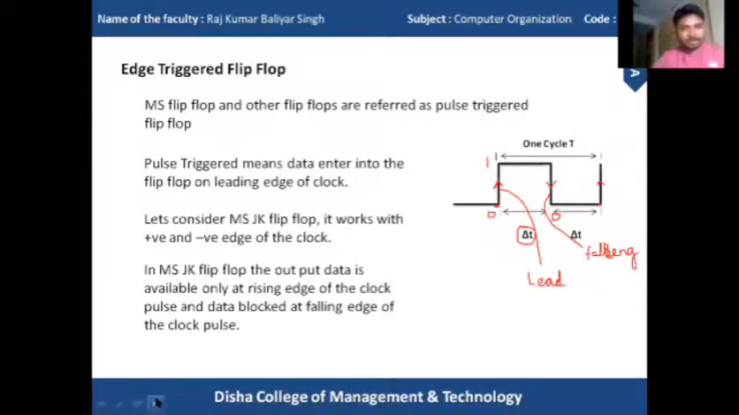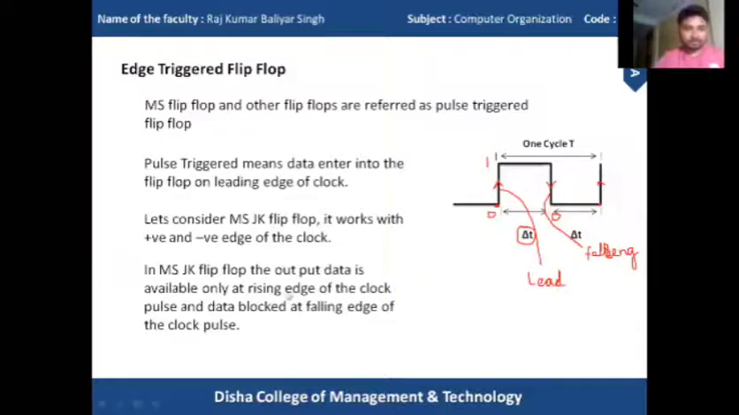So let's consider the master slave JK flip flop. It works with both edges, positive edge as well as negative edge. But other flip flops only work with the positive edge. When it becomes 0 to 1 and maintains 1 for some time, then only the flip flop works. But in the case of the master slave JK flip flop, it works with both edges of the clock. That means it works with the positive edge and it works with the negative edge.